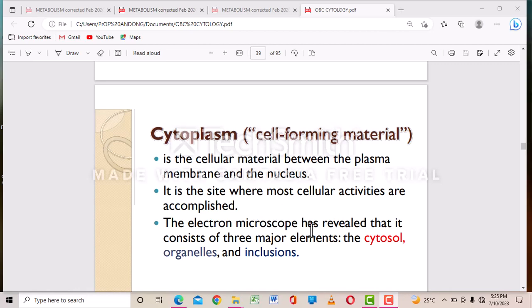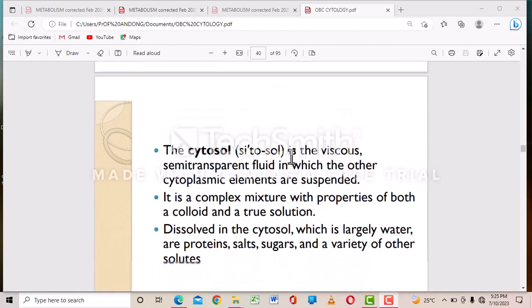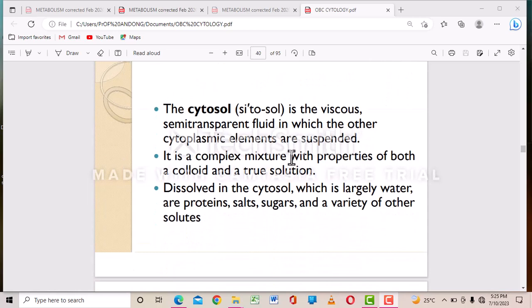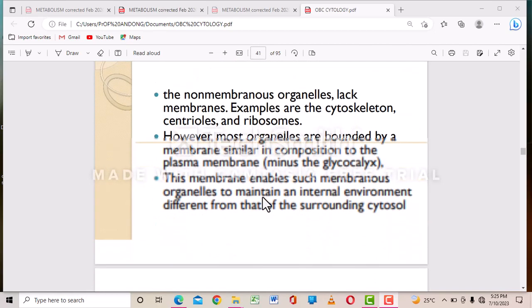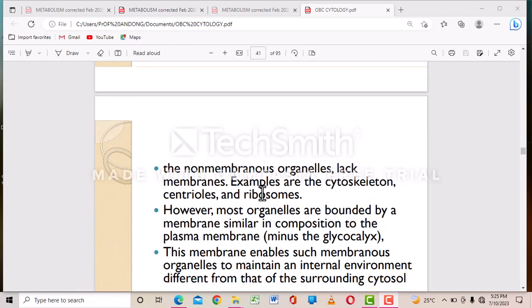The cytoplasm can be divided into three parts. You have the cytosol, the organelles and inclusions. The cytosol is the fluid component of the cytoplasm. Now it is made up of a complex mixture of molecules which include protons, salts, sugars and other variety of molecules. Now the organelles within the cytoplasm can be divided into two.